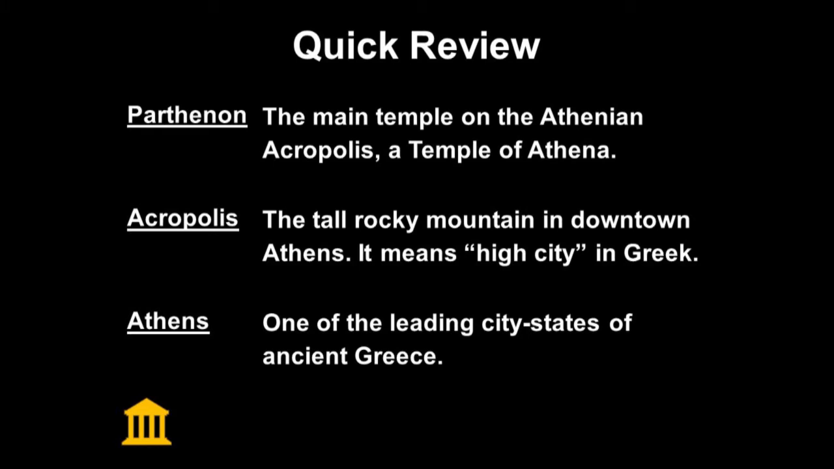By now, I hope the word Parthenon is familiar. It is the main temple on the Athenian Acropolis and dedicated to the Greek goddess Athena. The word Acropolis is the word for the tall, rocky mountain located in downtown Athens. Acropolis means high city in Greek because it's up on a mountain. And Athens is one of the leading city-states of ancient Greece. They're known for a big navy, for impressive temples, and a really strong trade industry as well.